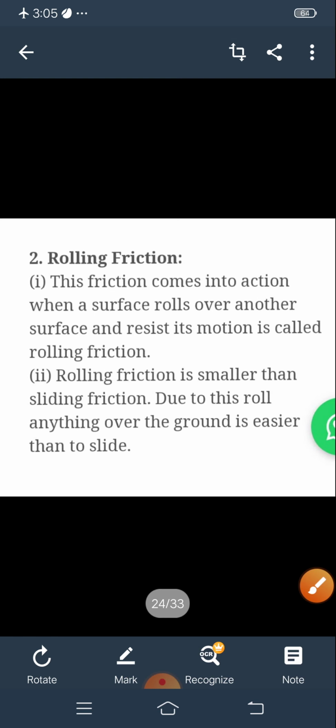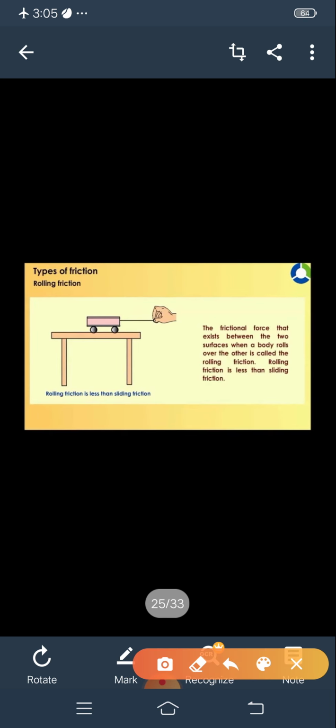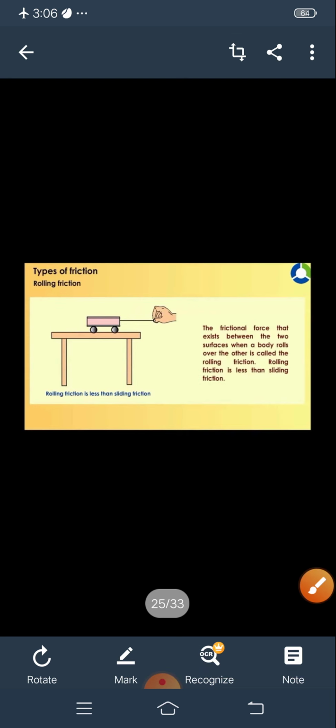Next, rolling friction is smaller than sliding friction. Due to this, rolling anything over the ground is easier than to slide. So, compared to sliding and rolling, rolling friction is less than the sliding friction. It is very easy compared to sliding friction. This is an example that rolling friction is less than the sliding friction.